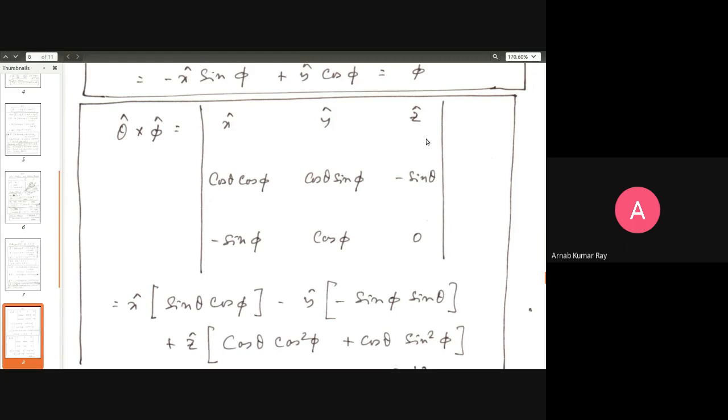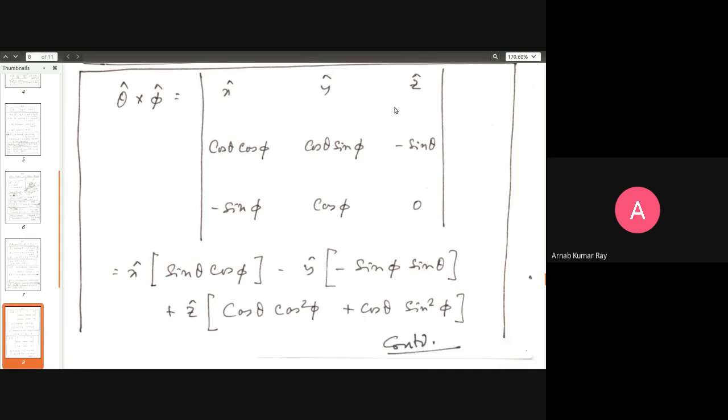This will be simpler to compute. These are the components of theta, these are the components of phi. You have x cap. So this will give you 0, and this will give you minus into minus sine theta cos phi, minus y cap. This will give you 0, and then minus and minus into minus will give you minus sine phi sine theta. This will give you z cap, will give you cos theta cos squared phi, and then minus into minus plus cos theta sine squared phi.